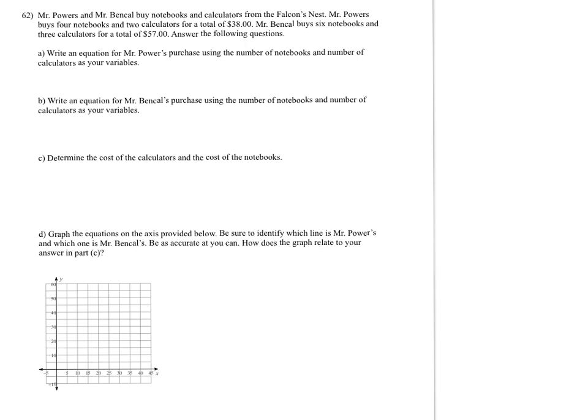Here we go, Mr. Powers, Mr. Bankell buying notebooks and calculators. Mr. Powers buys 4 notebooks and 2 calculators, and total of 38. This sounds like a system of equations problem. I wonder if it is. So that'd be 4 notebooks. I'll just use X for notebooks, plus 2 calculators. I'll just use Y for calculators. Equals 38. Mr. Bankell buys 6 notebooks and 3 calculators for 57. 6 notebooks plus 3 calculators is equal to 57.